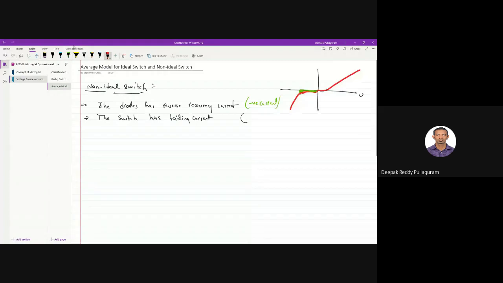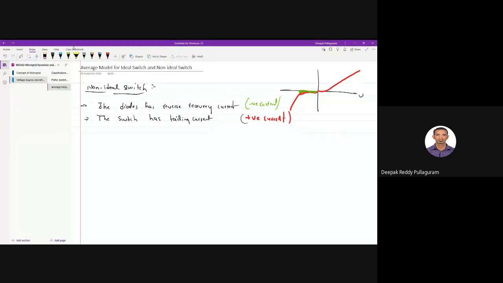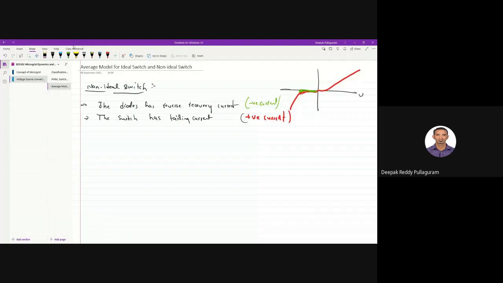Whereas in tailing current, you have the same positive direction current, but the current doesn't instantaneously go to 0; it has some positive current. Are you getting my point? That's the difference. I'm saying this only to give better clarity. You might have studied this at the switch level, but I'm giving this information so you don't get confused in future.